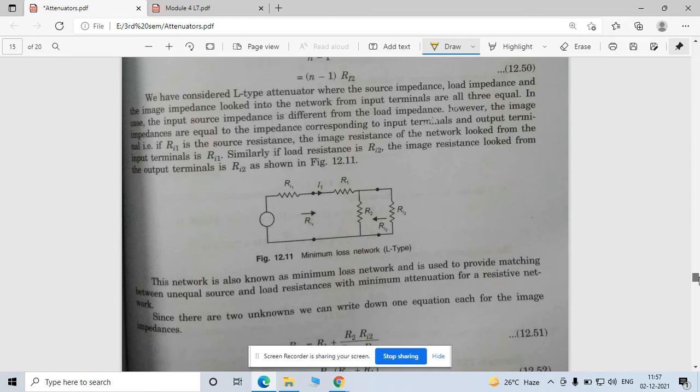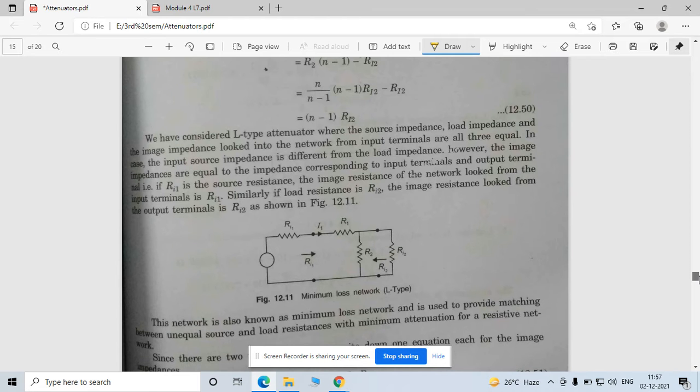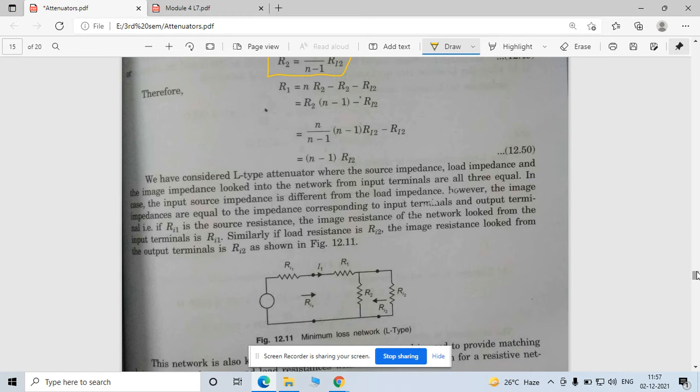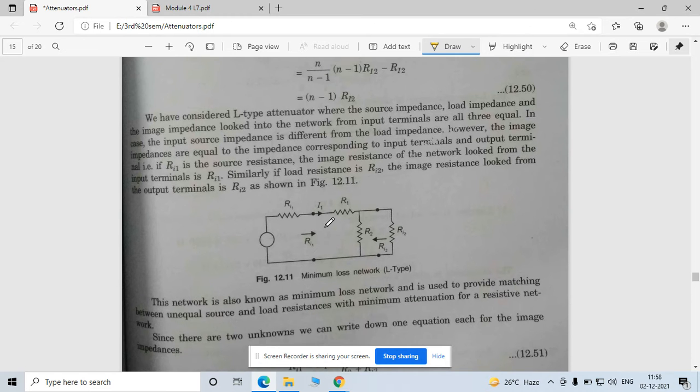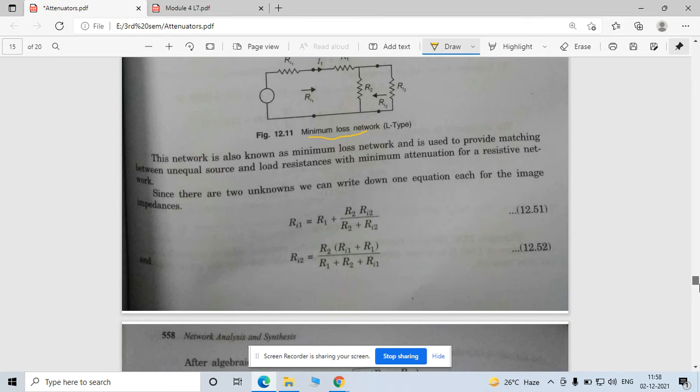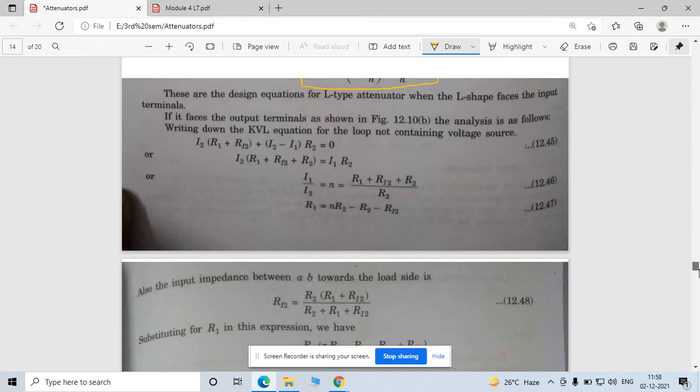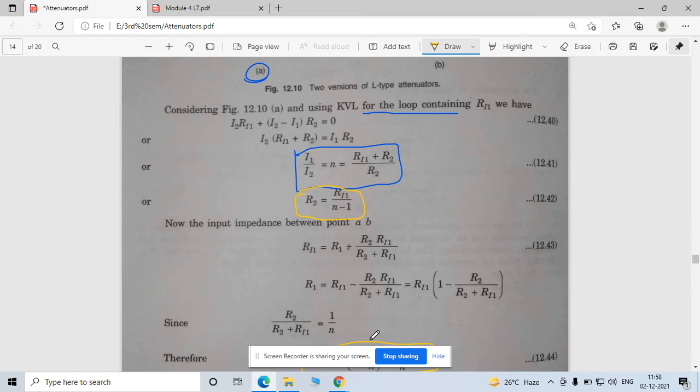Now in the same way, for minimum losses, we always prefer this L type of attenuator facing toward your source side, right? So this network is preferred for minimum loss of L types of network. And this is your generalized equation, right? And this equation is obtained from the above equation which I discussed right now, this derivation.